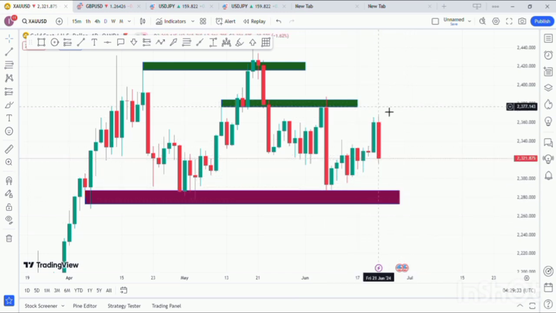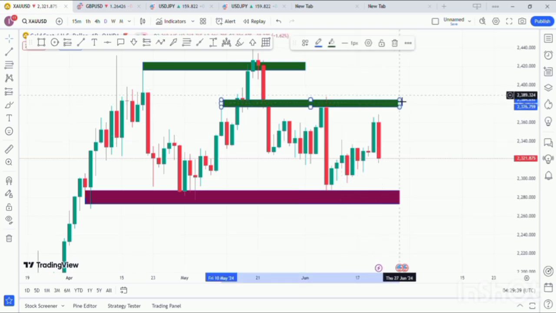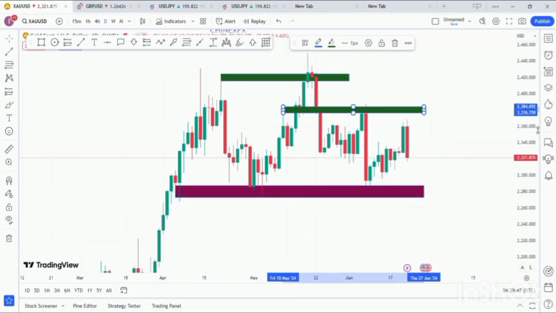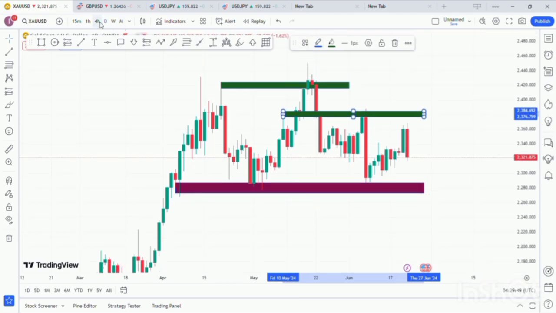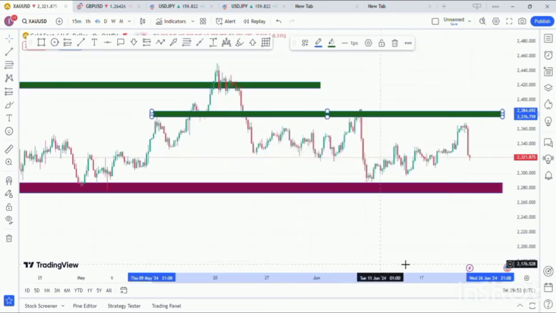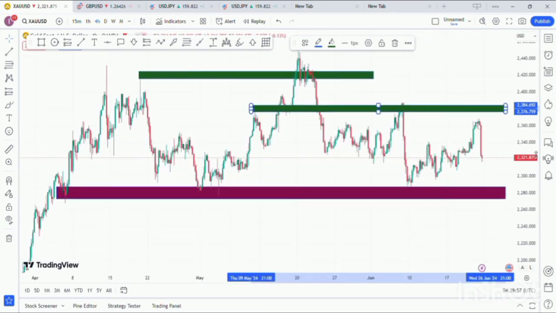But on the flip side, if price decides to retrace upward, we'll be expecting price to respect this resistance zone right here before it drops to the downside. So guys, let's move over to the 4 hours time frame so we can get a closer look at these zones right here. So right here, this is the 4 hours time frame on XAUUSD, as you can see on my screen. The zones we mapped out are still very visible, as you can see.